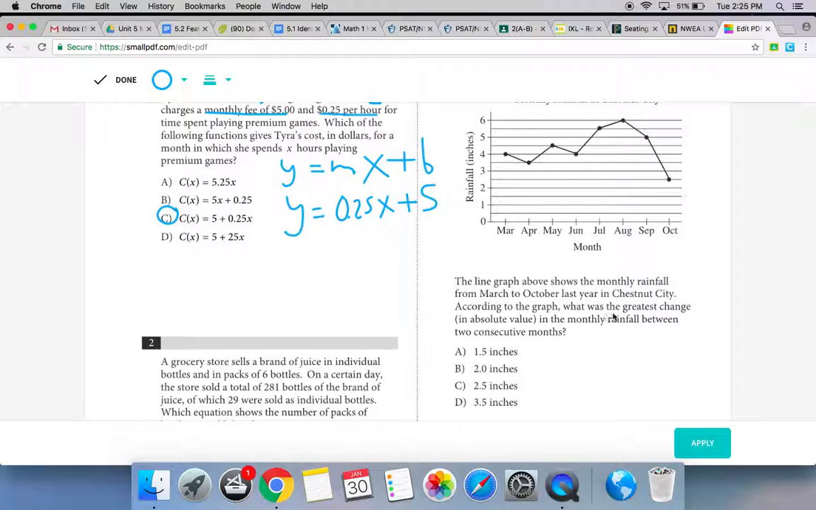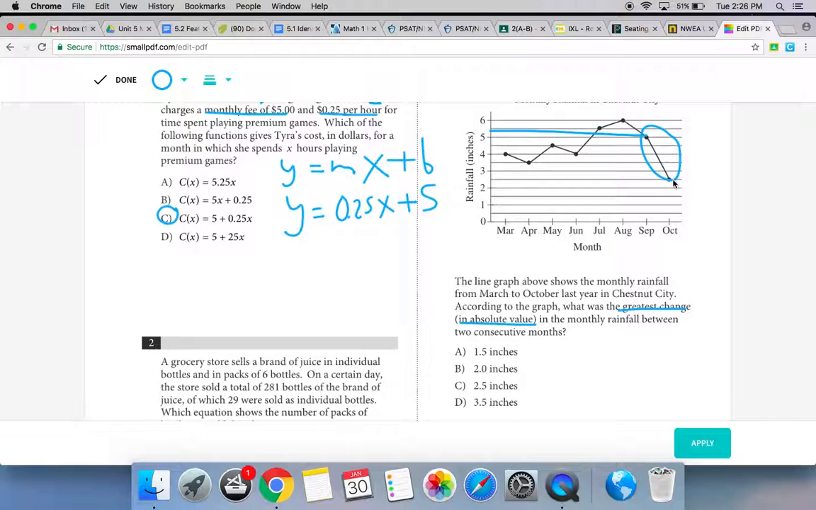According to the graph, what was the greatest change in absolute value in the monthly rainfall between 2 consecutive months? So the greatest change, either in the positive increase or negative decrease, is going to be right here. Try to make the connection. This is the greatest change between 2 consecutive months. Now that we know that it's between these 2 months, we want to know the actual decrease or increase in inches of rain. So to do that, I can see that in September, there were 5 inches of rain.